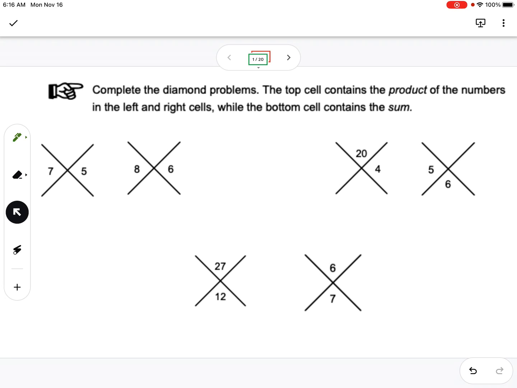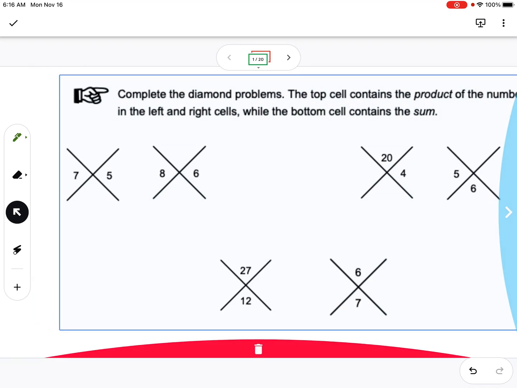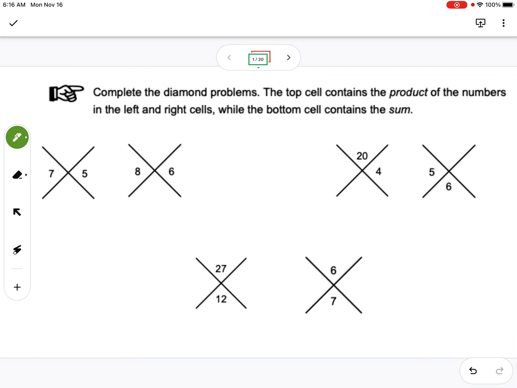These puzzles are called X puzzles or diamond problems, same thing. I'm going to show you how to do them really quick, and then you're going to have a chance to try some out. So here's how it works.